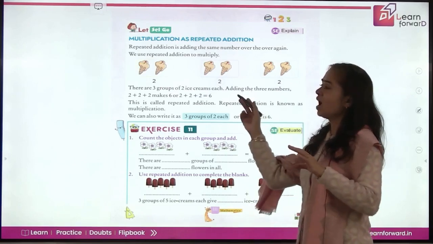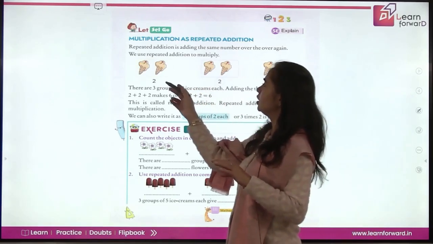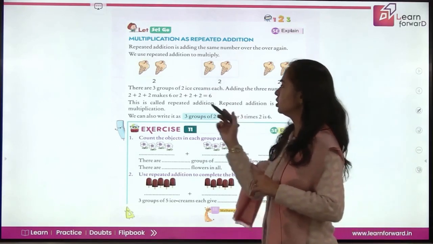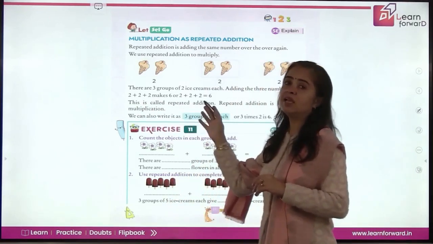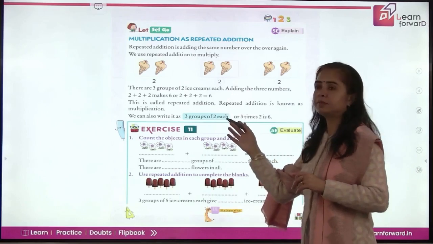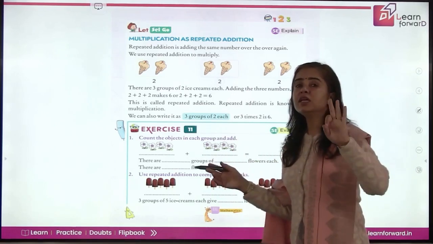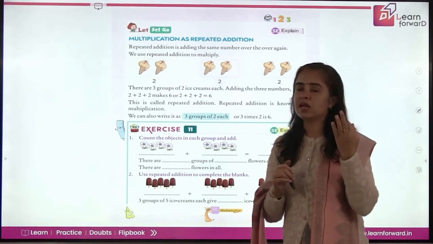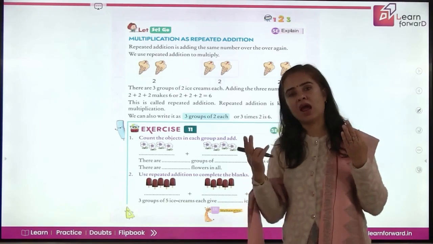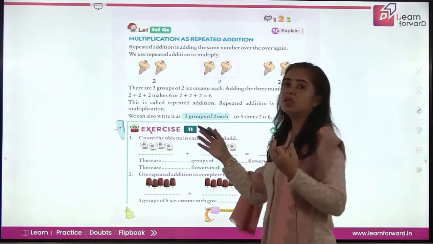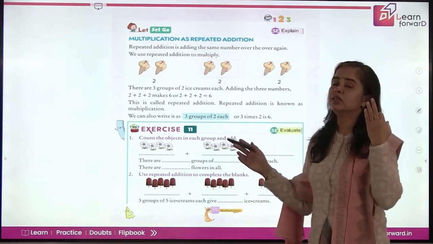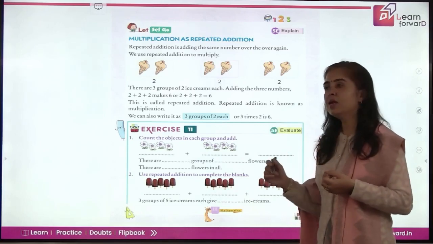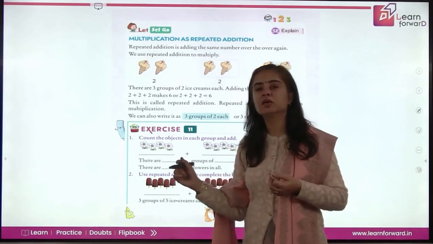So when we have the same number added again, 2 plus 2 plus 2, this is called repeated addition. So 2 plus 2 plus 2 makes 6. And we say this is 3 times the number 2. How many times are you adding? 3 times. What are you adding? You are adding 2. So we say this is 3 groups of 2 each, or it is 3 times 2. This is 6. Right? So repeated addition is multiplication.